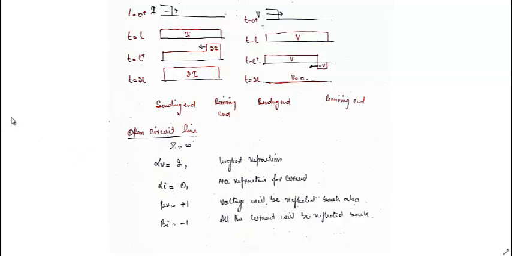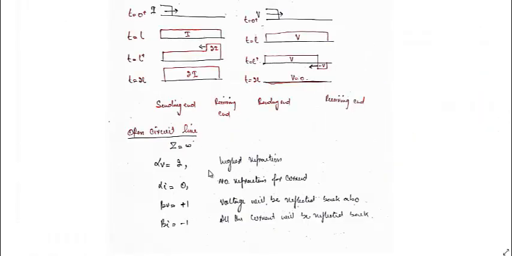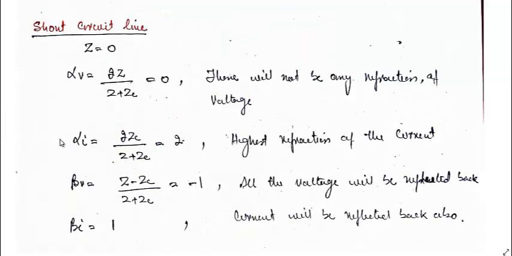That is infinity. When z is infinity, alpha v will be equal to 2. You just have to put the limit z tends to infinity of z divided by z plus zc. Try to find out this limit, it comes out to be 2. So this is the highest refraction value of alpha. When z is infinity and zc is some finite value, alpha i comes out to be 0.